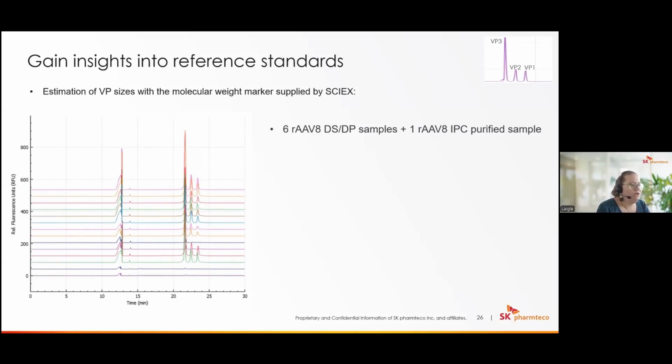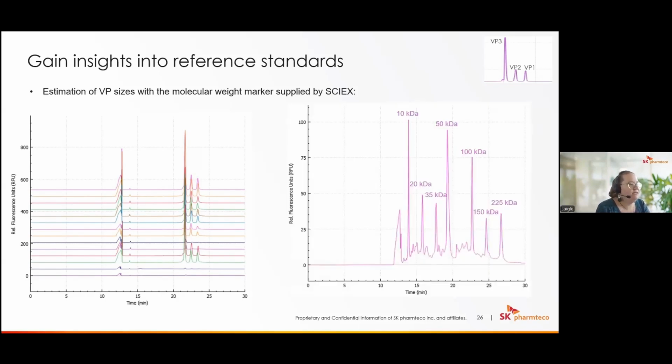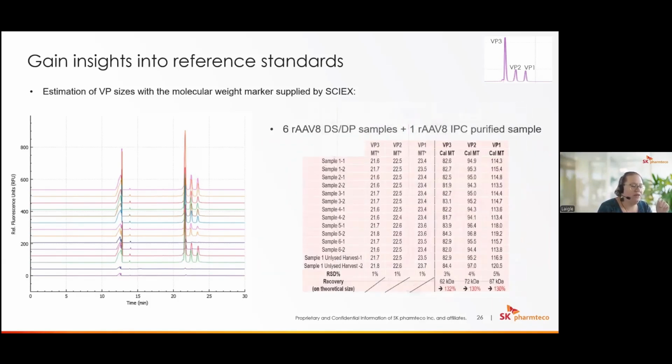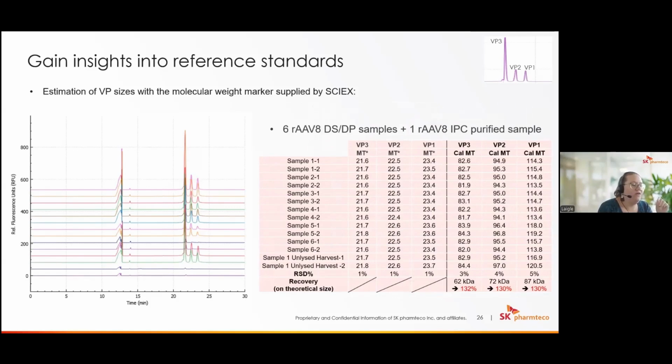When we use the molecular weight marker supplied by SCIEX, which contains 7 peaks, as shown here, to convert the migration times into size, we systematically obtain sizes greater than the theoretical size of the 3 VP proteins, with a recovery equal or above 130%. We had the same result on LIF and UV detection, so with and without the use of chromeodine.